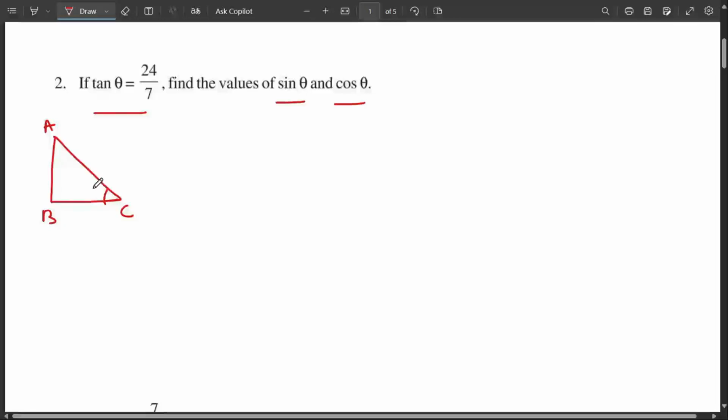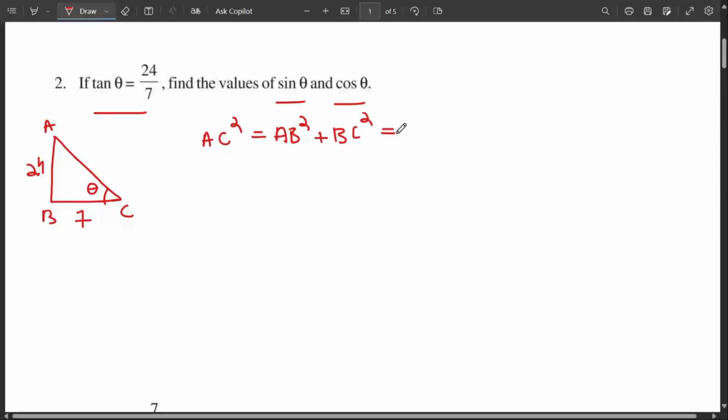Now again, if I consider this angle to be theta, AB will be equal to 24, BC is equal to 7, because tan is nothing but the opposite side, that is AB, divided by the adjacent side, which is BC. So it will be 24 and 7. Again we need to find the value of the side length AC. To do that, we will make use of the Pythagoras theorem. So AC square is equal to AB square plus BC square.